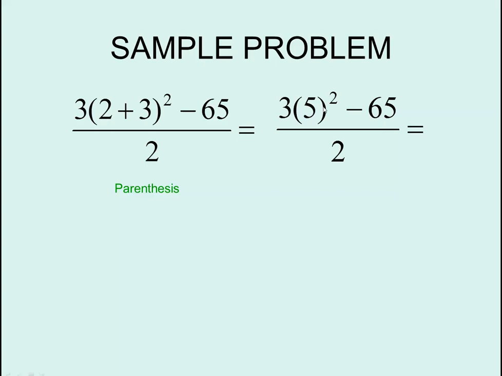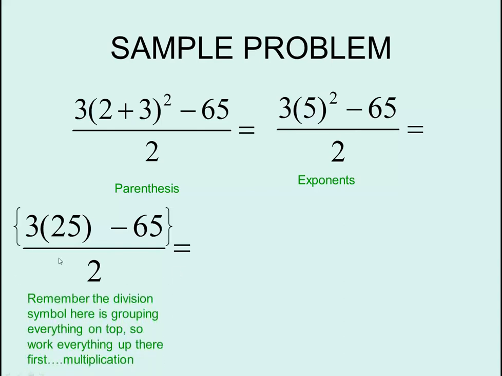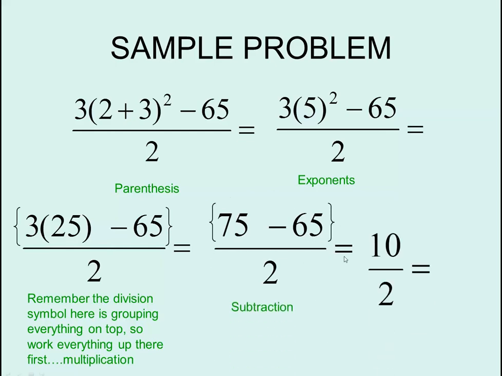And now we would do the exponent, so the 5 squared. Everything should stay the same. So 3 times 5 squared is 25 minus 65, everything over 2. Now remember, this whole thing is basically a grouping on top of this fraction bar, so you have to take care of this. So before the subtraction, you have to do this multiplication. That would be the 75 minus the 65. And yes, remember, this is a group, so you have to take care of the group first. So you got to knock this part out, and then you divide by 2. Okay?